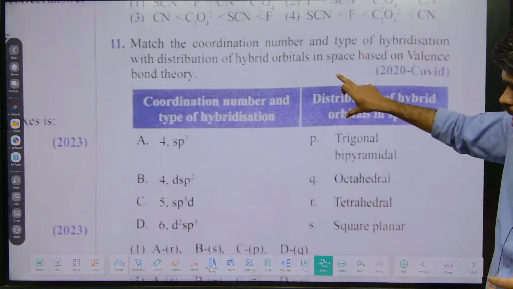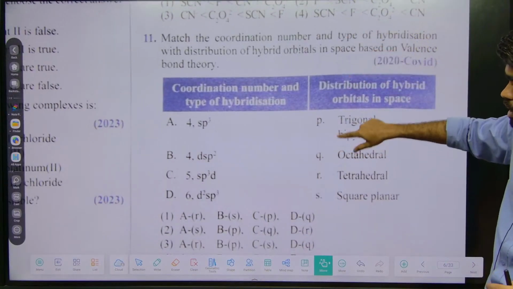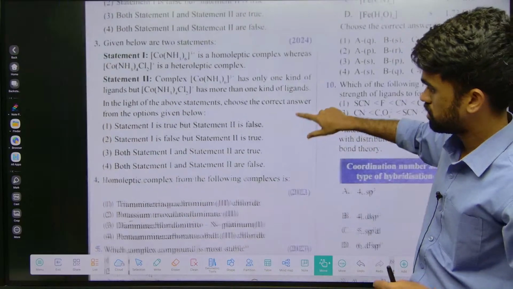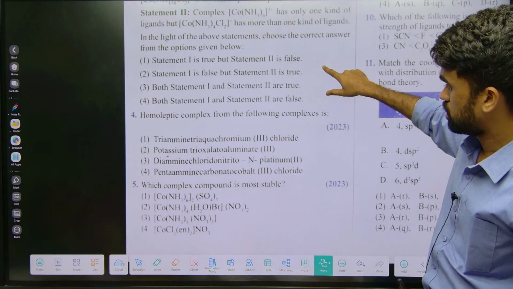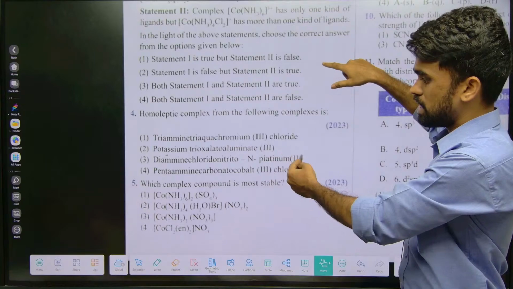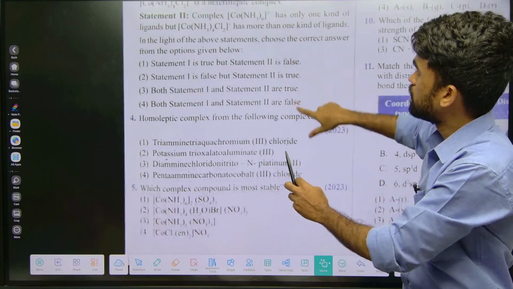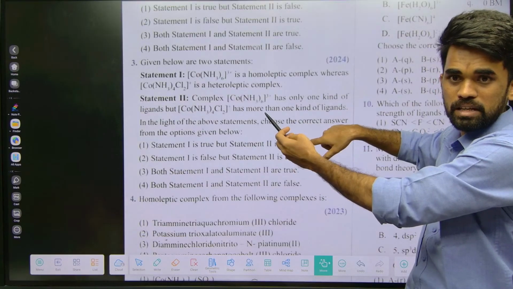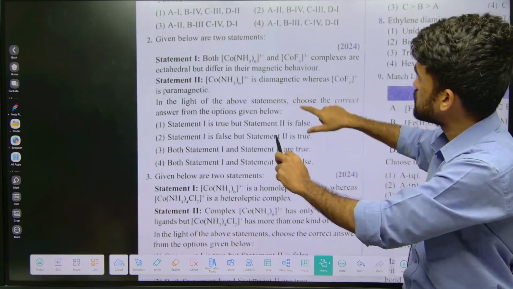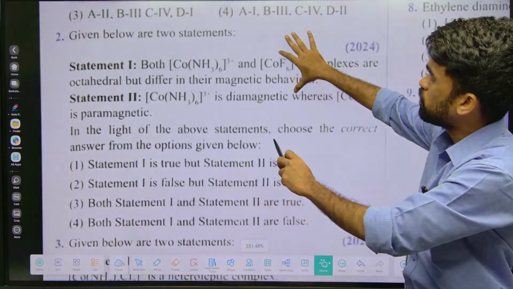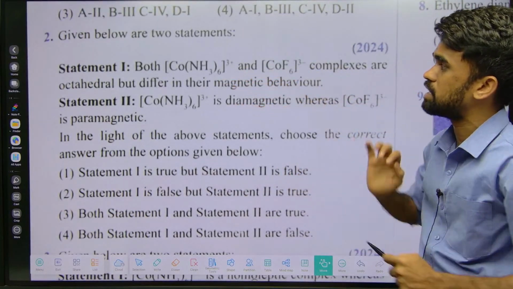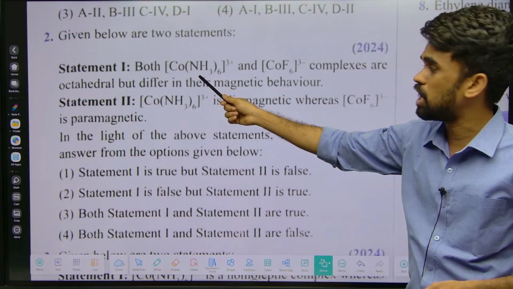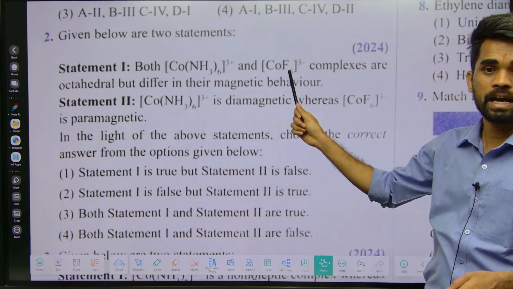If you know this order, you can calculate this kind of question. Do you know IUPAC nomenclature, giving IUPAC names? The next one, homoleptic and heteroleptic: if all ligands are the same, it is homoleptic. That is also clear. If you know which is strong field and which is weak field, you can answer this question. In cobalt hexaammine, the amine ligands are strong field with cobalt. Fluoride ligands are weak field.